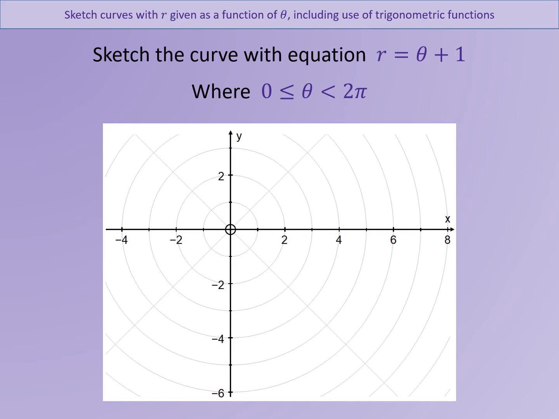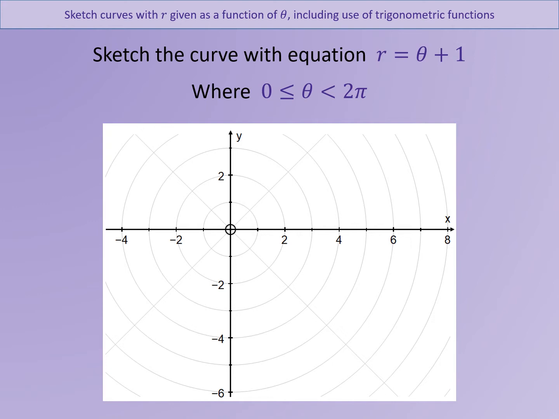A2 Further Maths, Area of Polar Curves. Right, so just a quick recap from last year. What I'd like you to do, please, is have a go at plotting the polar curve r equals theta plus 1 between 0 and 2 pi. Just see if you remember how to go about drawing these polar graphs.